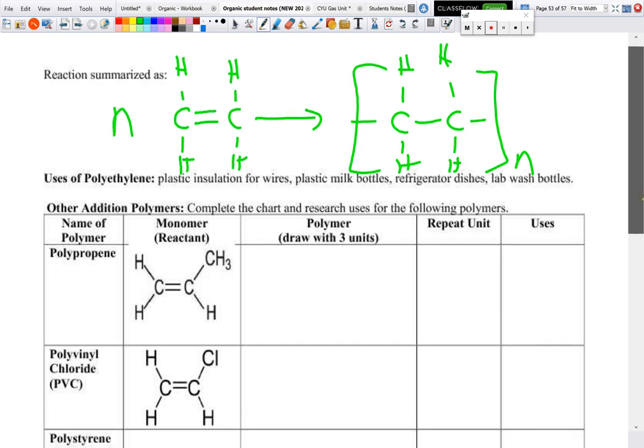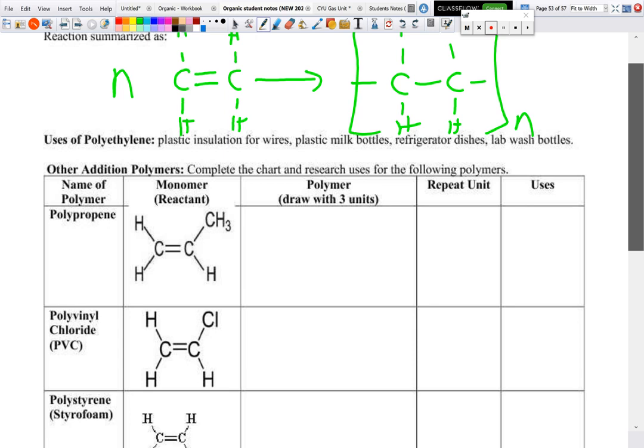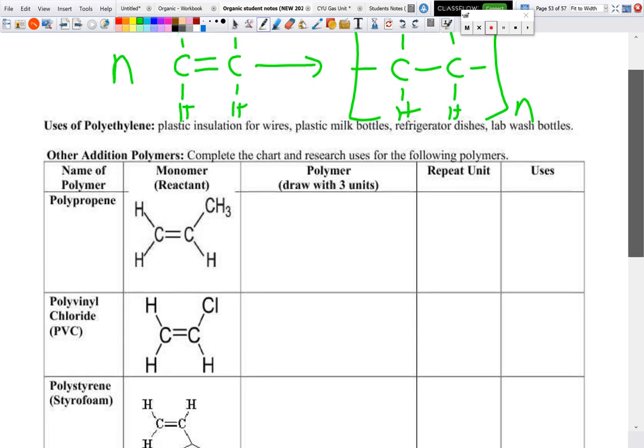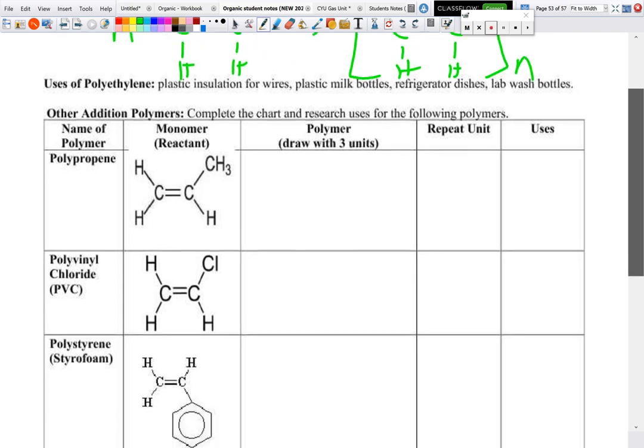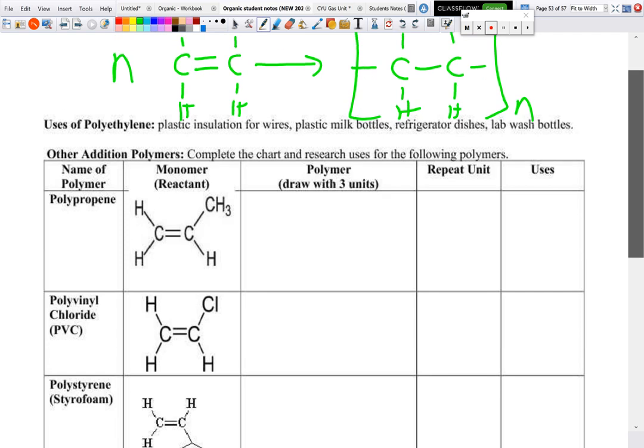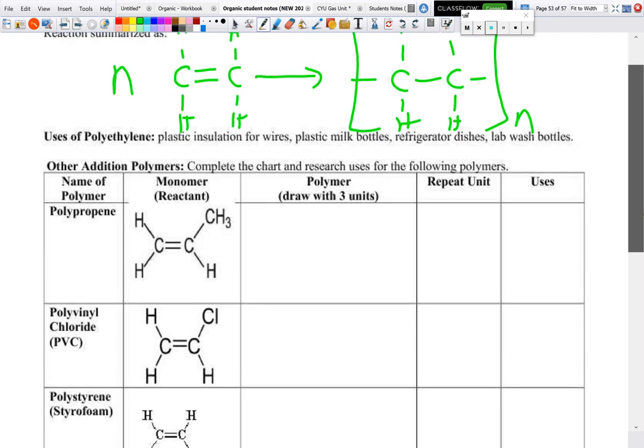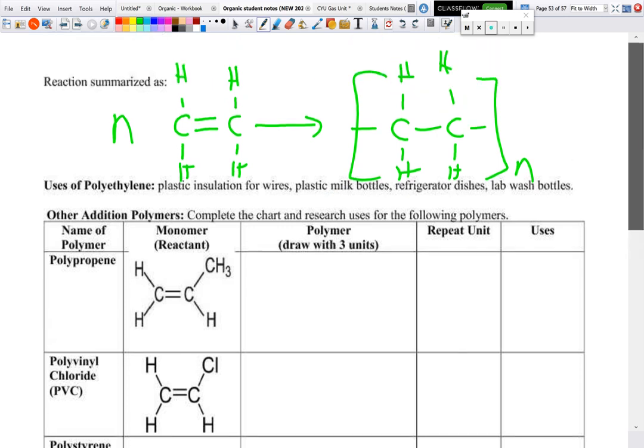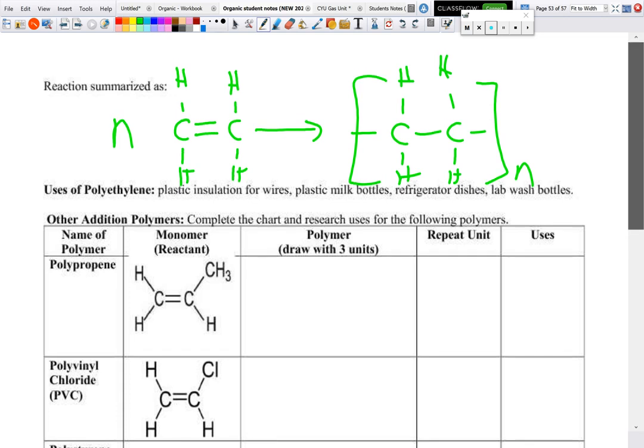So what we have right here is a bunch of different polymers. And we're just going to look at how to draw the polymer with the repeating unit, and then of course we'll look at some of the uses as well. And what I just drew out there was polyethylene. So of course polyethylene, or polythene as sometimes it's called, is plastic insulator for wires, plastic in milk bottles, refrigerator dishes, everything like that. So it is one of those plastic things that have many uses.